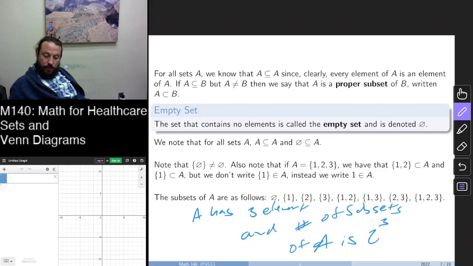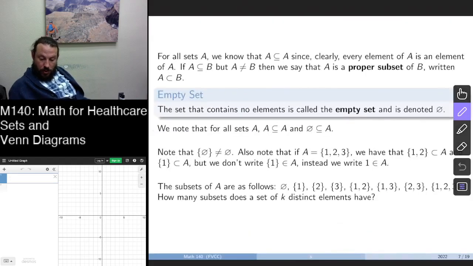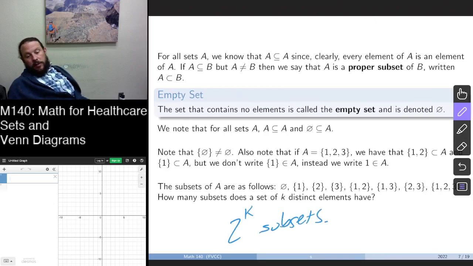In general, if a set has k distinct elements, then there are 2 to the k subsets of that set. If you want to think about why that's true, it has to do with each element either being in there or not in there. You could try to make a tree diagram to think about it. There are a few ways, but in the next module we'll learn more counting, where this becomes clearer.